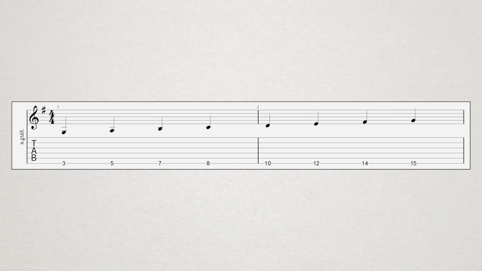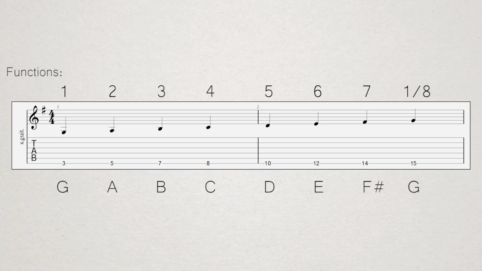When playing a melody, you can assign a function to each note. Let's say we are in the key of G major. We can call the G a 1, the A a 2, the B a 3, all the way up to 7, which is the F sharp. Number 8 is the 1 again, so number 8 is the G. With these 7 notes we can build a melody.